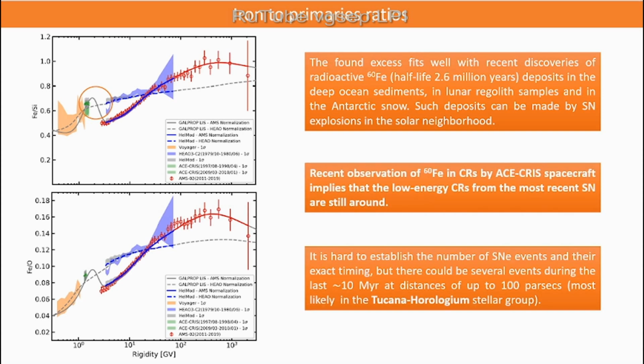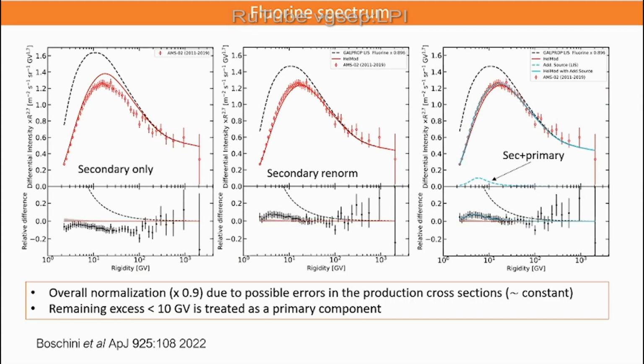Well, it is hard to establish the exact number of supernova events and the exact timings, but we have several candidates. So there could be several events during the last 10 million years at distances up to 100 parsecs, and most likely, for example, the Tucana-Horologium stellar group. You saw that these hints of new physics at low energy can harbor some key features to describe, we can say, our local bubble.